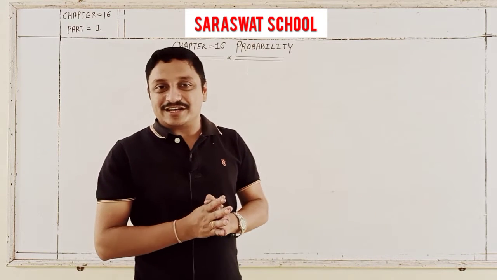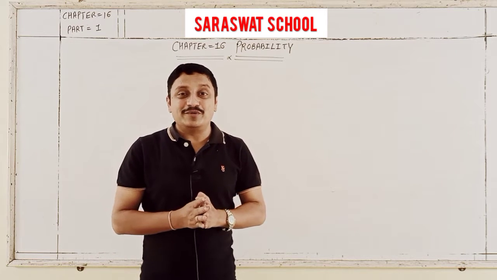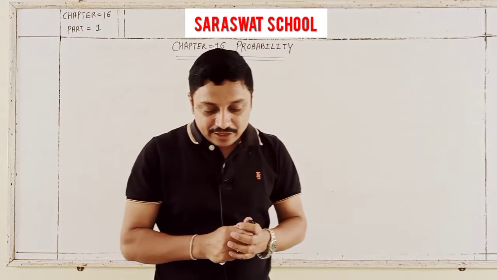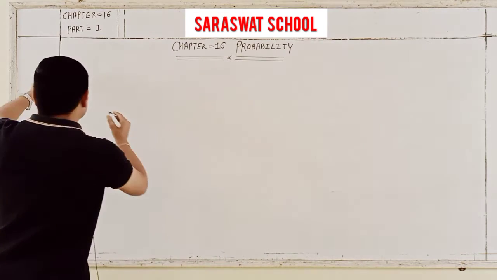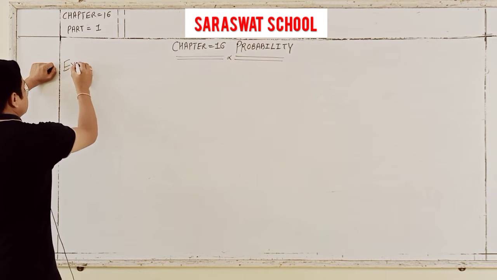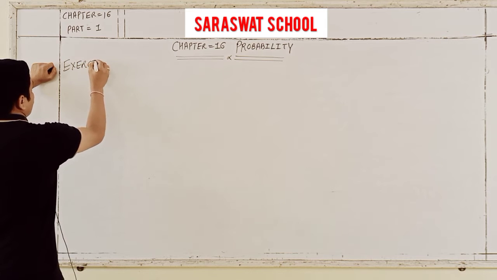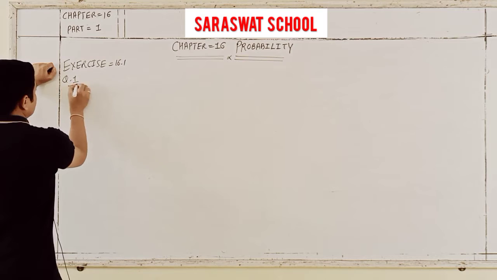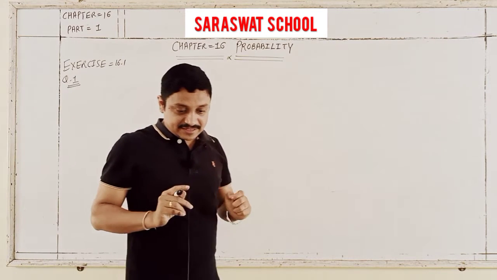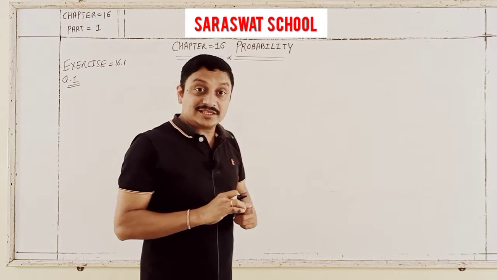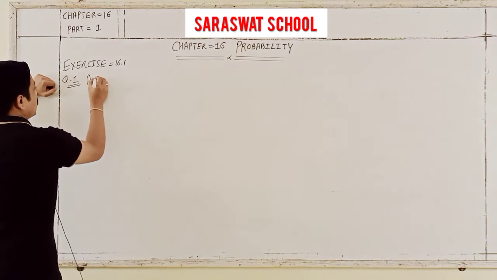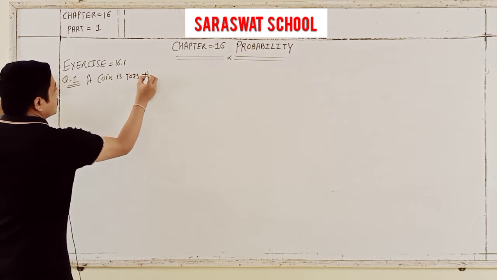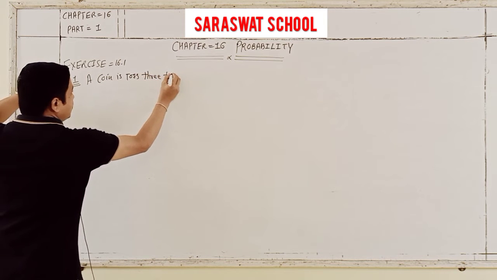So I start our exercise 16.1, first one. Find out the sample space for the given events. In exercise 16.1, first one, an event is that a coin is tossed 3 times. Very easy.